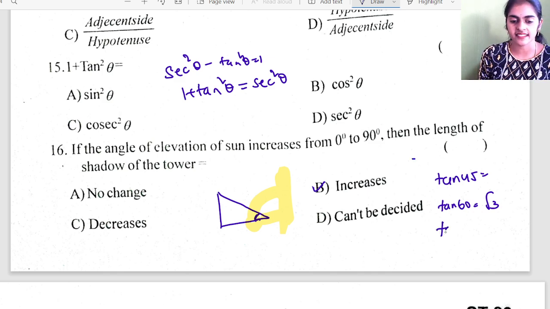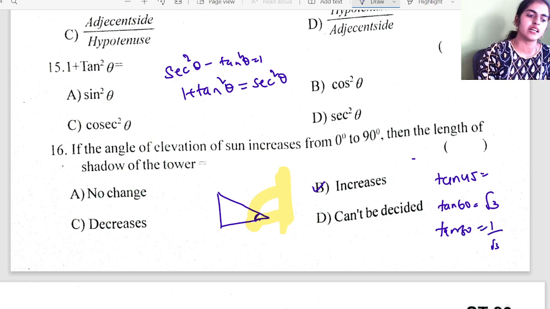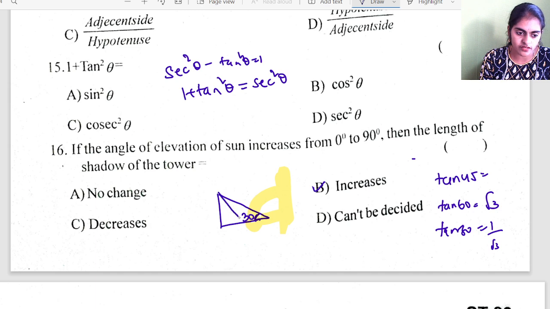Or let me take tan 30. Tan 30 is 1 upon root 3. So what is happening to the shadow? If this is the 30-degree shadow, then this will be the 45-degree shadow. Yes or no? This is the 45-degree shadow and this is the 30-degree shadow. Do you remember the figure?